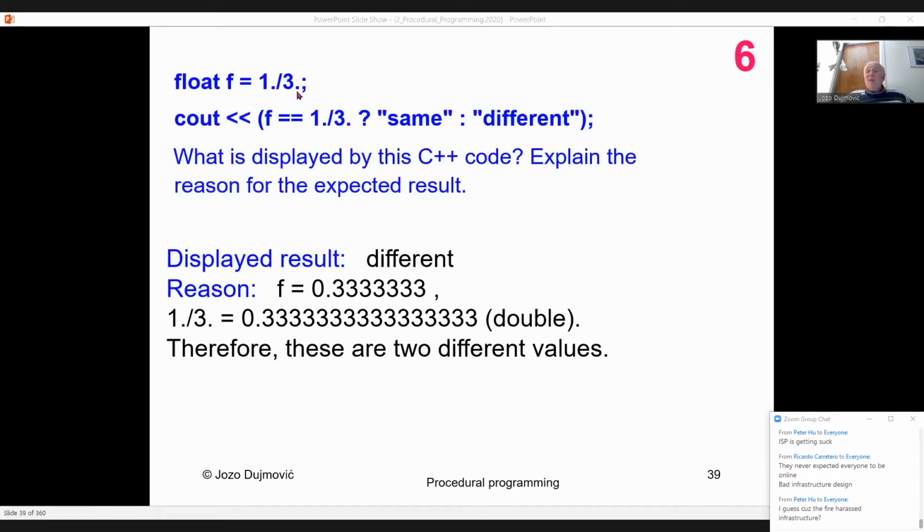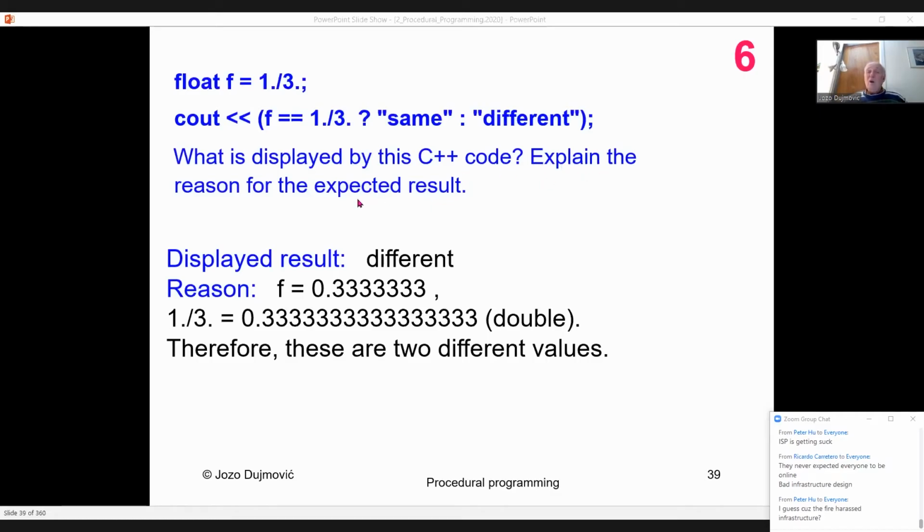This one is interesting. It says f equals 1 divided by 3. Real 1 divided by real 3. And the question is, what is going to be printed by this cout? We are asking, is f equal to 1 divided by 3? Is this going to be same or different? So I just inserted 1 divided by 3 in f. And I have 'f is 1 divided by 3' as a question. If you are naive, you would say, of course, f is 1 divided by 3, so here is this 1 divided by 3. The reality is different.